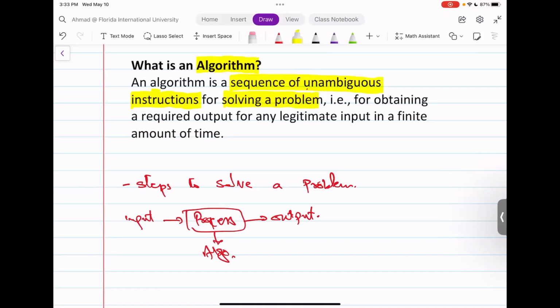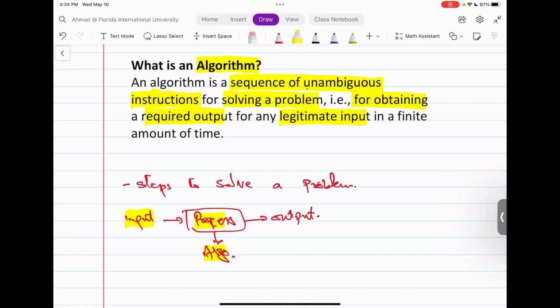And those instructions, of course, we are going to write to obtain a required output for any legitimate input, which is also very important. Like, for example, you are doing the whole process to boil an egg. So you are not going to give a whole chicken to boil an egg, of course, right? So your input would be the egg actually with the water, right? Like, for example, you are writing an algorithm to add two integer values. So you are expecting integer values, not string values. So legitimate input is very important. The input must be legitimate to this algorithm or to this process.